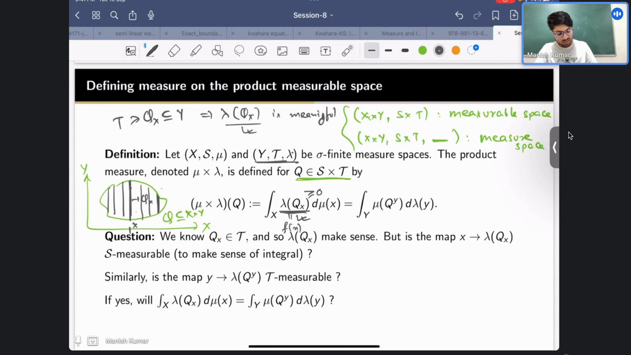So let's say this is f(x). Okay, now f(x) is non-negative, right? So this f(x) is non-negative, so this integral makes sense for f(x), right?